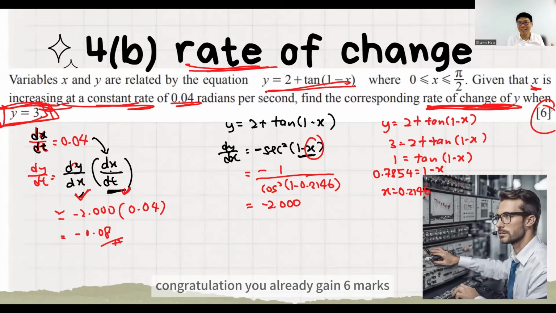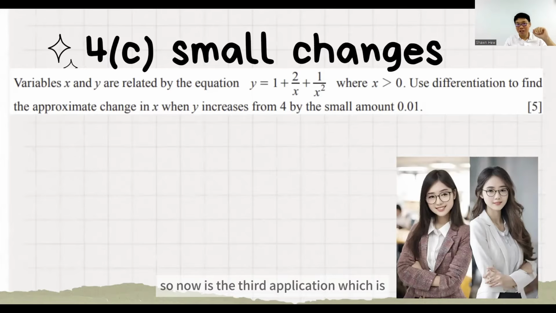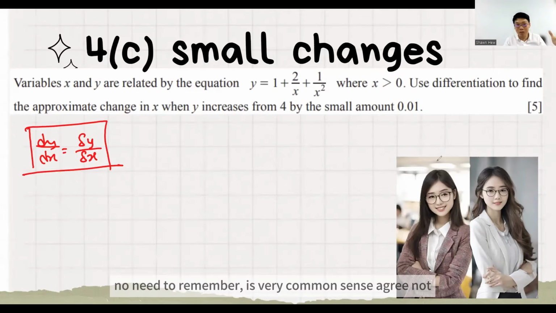Congratulations, you already gained 6 marks. Okay, we already settled 2 applications. So now it's the 3rd application, which is small changes. When you do a small changes question, you just need to know this formula: dy/dx is small change of y over small change of x. This formula, no need to memorize, it is very common sense.